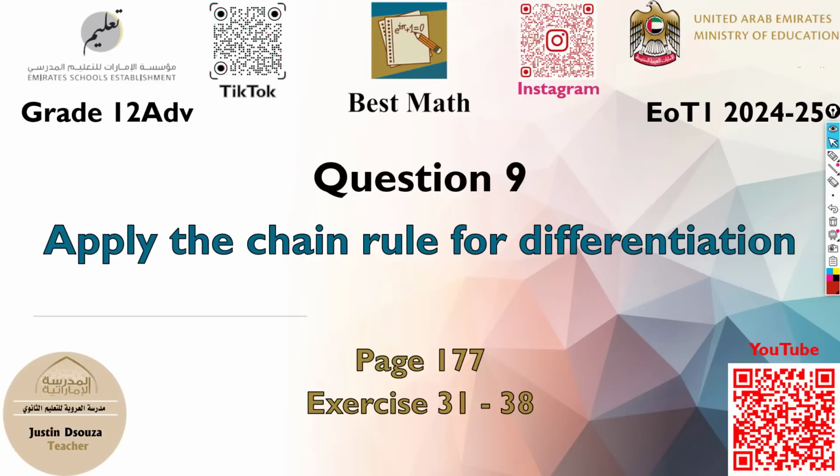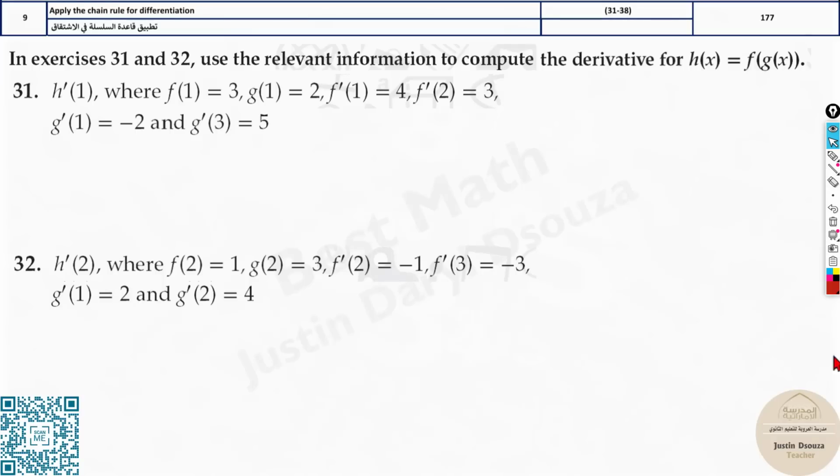Question 9 is applying the chain rule for differentiation. Here we have been told to find the derivative for this given function. h of x equals the function of g of x. And we need to find the h prime, or the derivative of h, for 1.